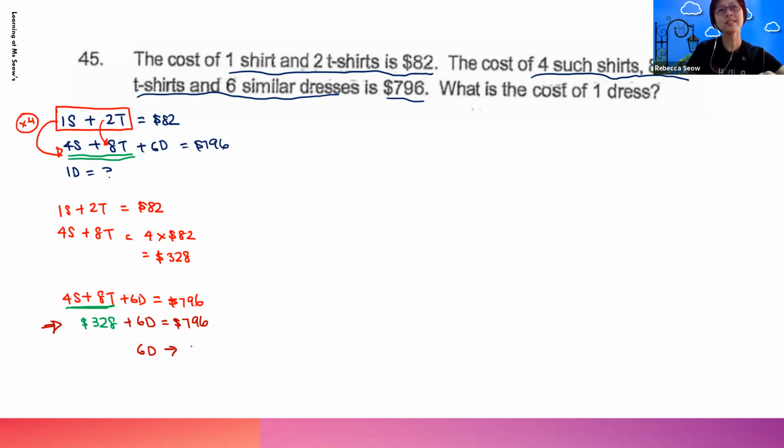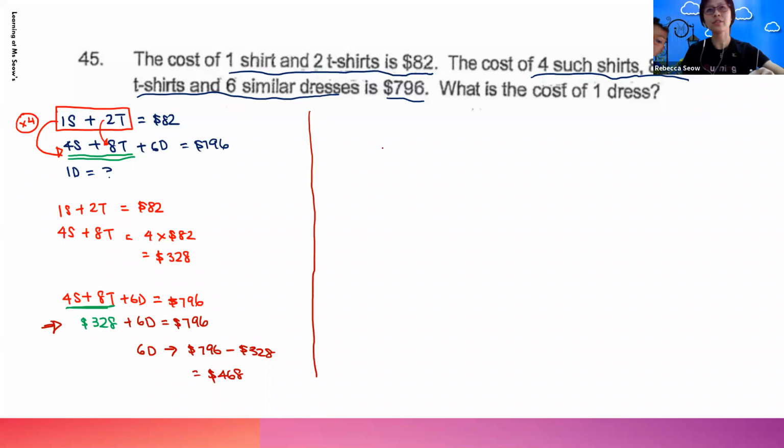So 6 dresses is actually 796 minus 328. And that gives us 468. And very soon we can find the cost of one dress. So if 6 dresses cost $468, one dress will be $468 divided by 6. And that will give us $78.